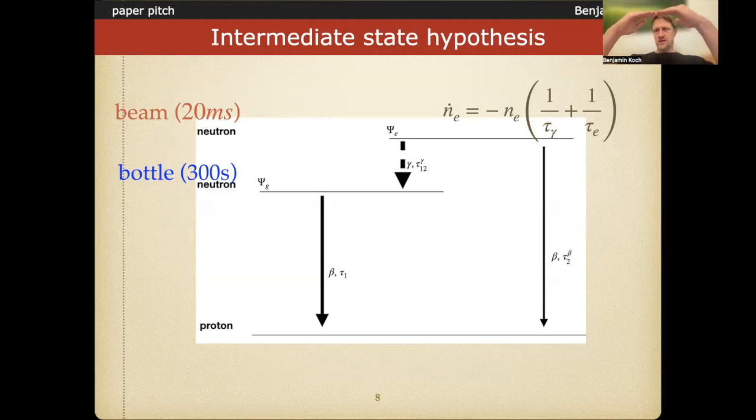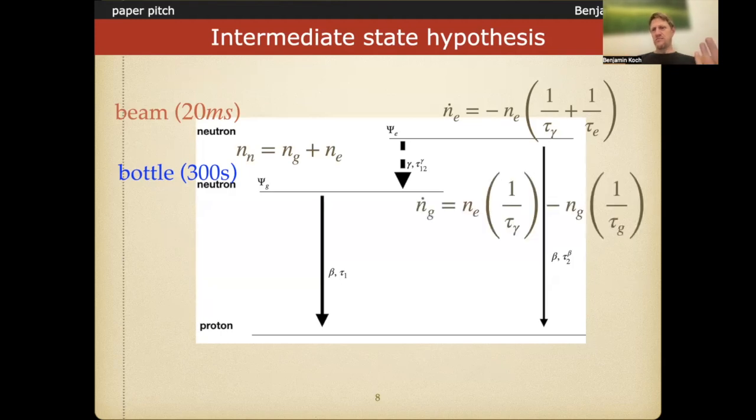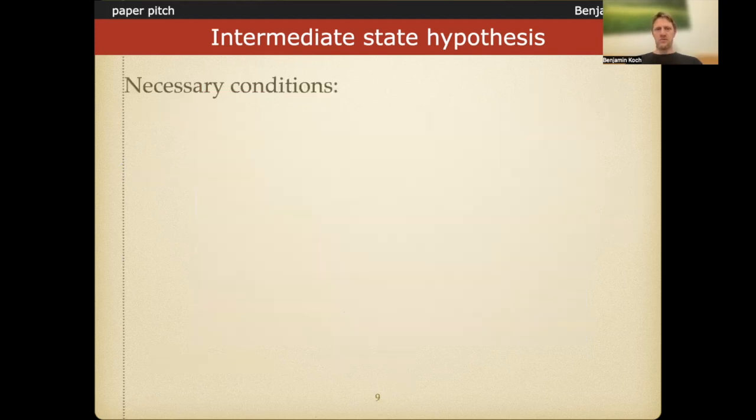If the excited state can relax in a certain time to the ground state, and if the weak decay rate of ground state and excited state is different, you can actually measure different results at different times. So this would be the observable: the total number of neutrons divided by the rate of decay of neutrons. And that would be, of course, a variable number in time. So how could that work? You need certain conditions to be fulfilled, and let's list these conditions.